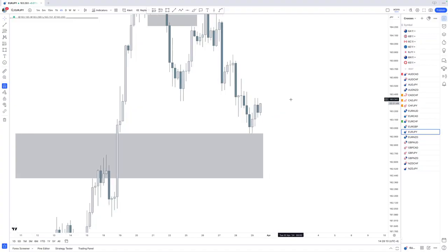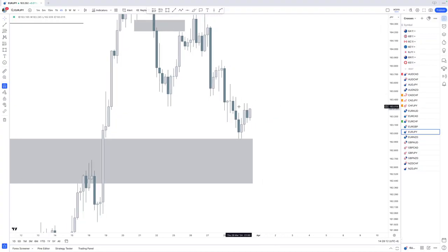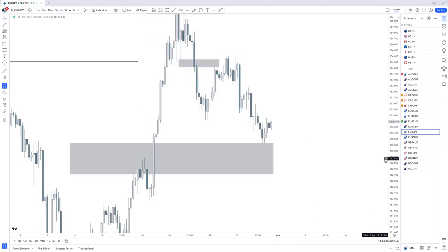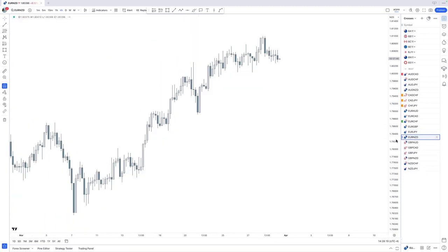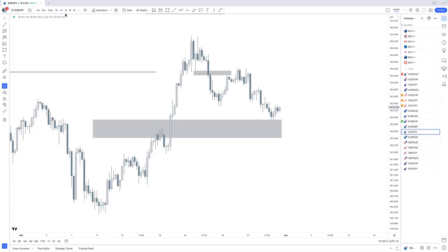The 4 hour right here, we could potentially look to continue lower, but it's not that interesting to me. Don't really like this. Euro New Zealand dollar. And the reason I don't like it, by the way, is again, we have that sweep going against us to then potentially look to continue higher.